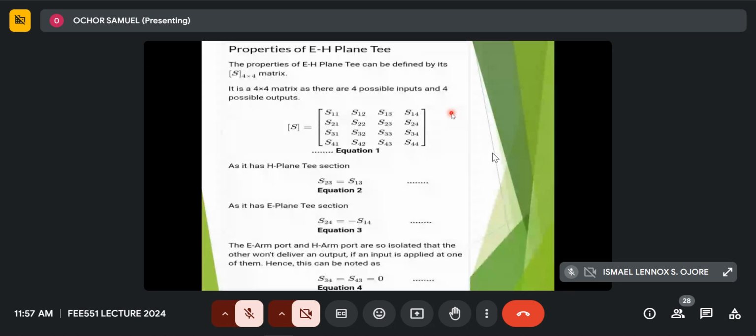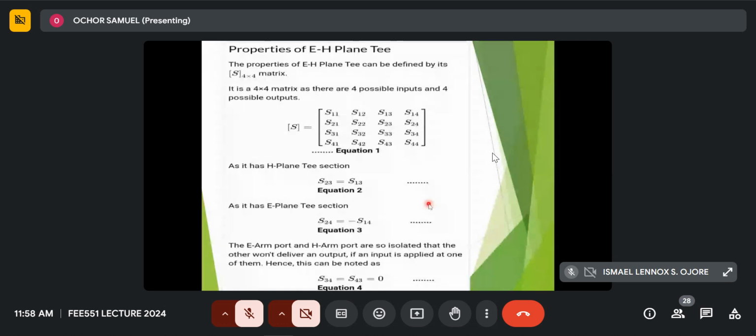So, as we had seen the properties, looking at equation 2, as in the H plane T, S23 is equal to S13, meaning no phase shift when 3 is the input and 2 and 1 are the output. Equation 3, as in the E plane T section, with the input being 4, there's going to be an output at port 1 and port 2, and they are going to be 180 degrees phase shifted, which is why there is a negative over there.